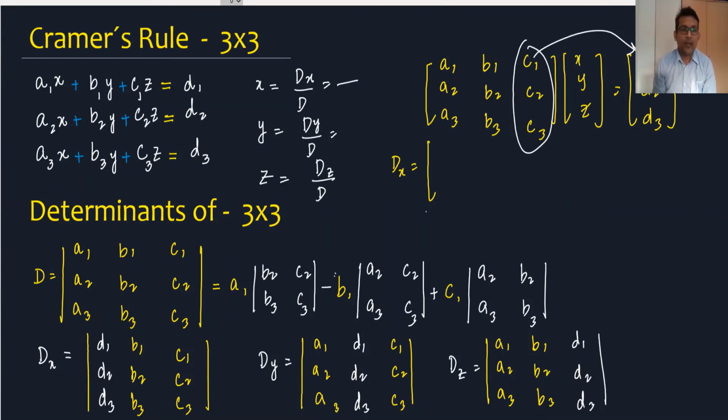So this is the explanation of what Cramer's rule means, how we can use it, what the formula is, and how we find the determinant of a 3 by 3 matrix.